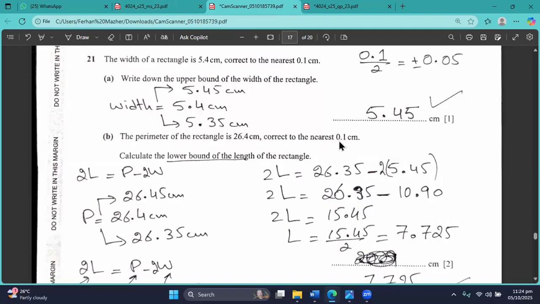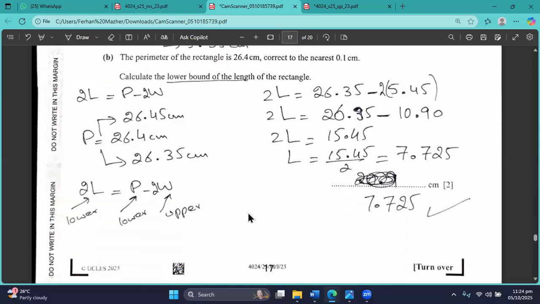26.4. So if you add 0.05 to it, the upper bound of the perimeter will be 26.45. And if you subtract 0.05 from 26.4, you will get 26.35 centimeters. That's the lower bound of the perimeter. Now, their question is to find the lower bound of the length. So I want the lower bound of the length.